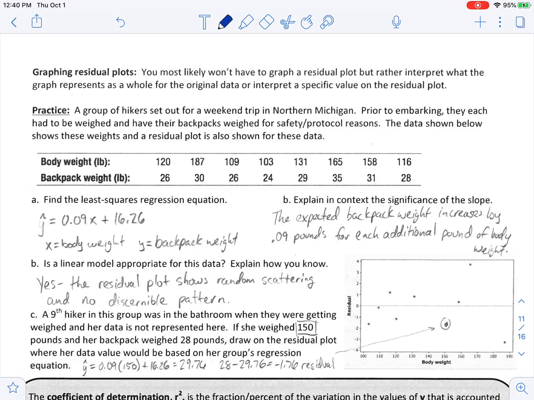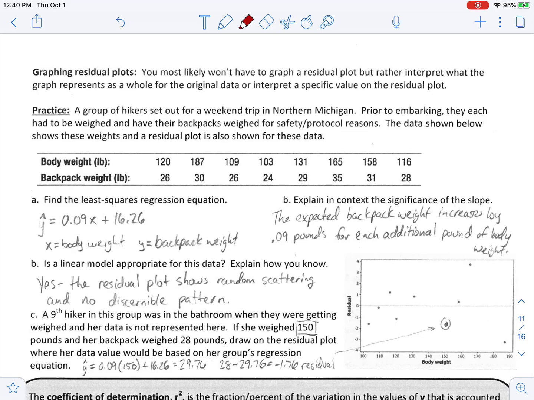Explain in context the slope. You should be getting really good at this by now. The expected backpack weight, the y value, increases by about 0.09 pounds. That's the y variable units, right? For each additional pound of body weight. Is a linear model appropriate for this data? See the residual plot, okay? Is there random scatter? Yes.